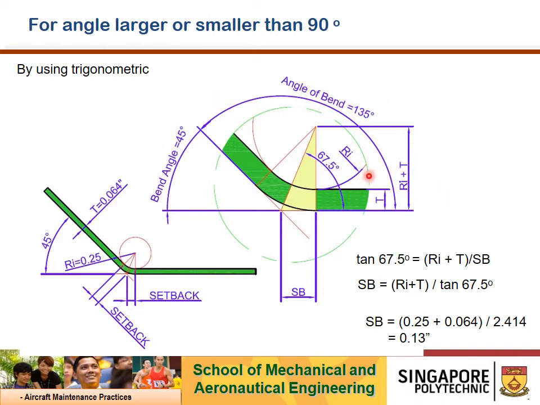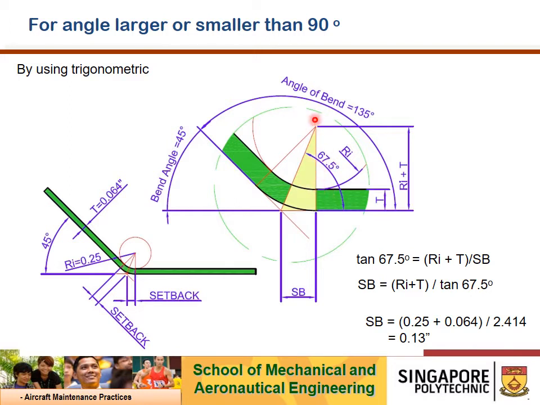So half of the angle of bend is 67.5. 135 divided by 2 is 67.5. So this gives me the angle I have. And if I plot a triangle, based on this angle here, Ri plus T, this portion here, is the opposite. Then the adjacent will be my setback. So using that, it will be tangent. Tangent 67.5 degrees is equal to Ri plus T over the setback. Correct, this is my bend radius.